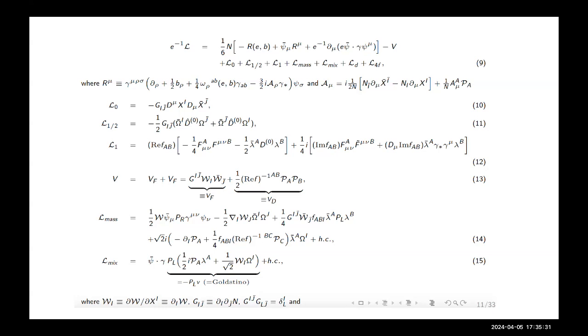Yes. And G_ij is a function of X. G_ij is defined by the Kähler metric. And the bar means the complex conjugate. So basically X, the complex scalar field, is the conjugate.